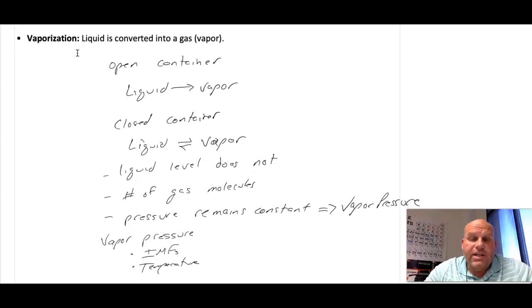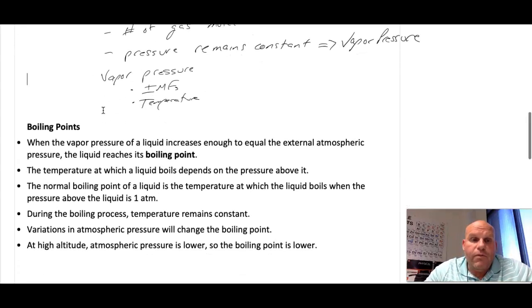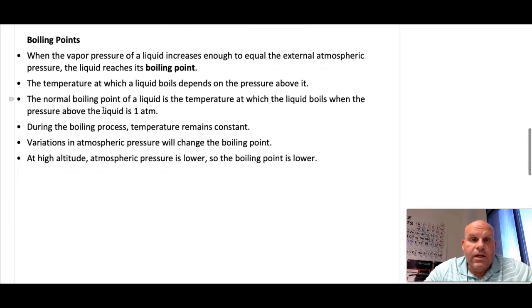This vapor pressure actually ties into a physical property that we're more familiar with, and that is boiling point. You can see here the relationship between vapor pressure and boiling point. The temperature at which a liquid boils depends on the pressure above it. You may be familiar with this. For example, if you're at a higher altitude, the last point on here, the atmospheric pressure is lower, so the boiling point is lower. There's a direct relationship between how pressure affects the boiling point or that change of state.